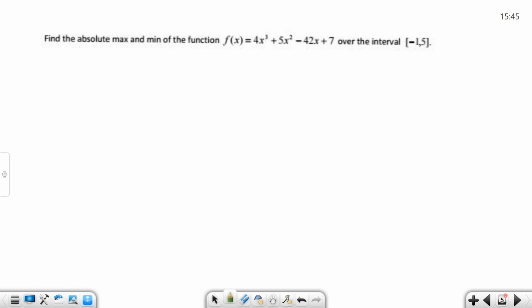The first thing you have to do with this function is find the domain. So the domain of this polynomial function would be all real numbers, so that's a good thing. The next thing that we have to do is take the derivative. The derivative of this function would be 12x squared plus 10x minus 42. That would be the derivative.